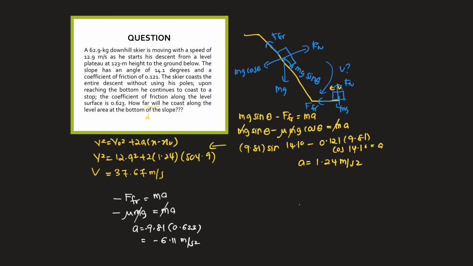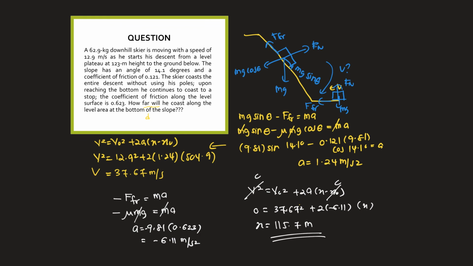Once you find the acceleration at the bottom, the next part is you are going to use the kinematics again to find the d. So I'm going to use the formula, which is the same as the earlier one: v square equals v naught square plus 2a(x minus x naught). This one is going to be 0 because it's going to stop, so final is going to be 0. So 0 equals 37.67 square plus 2 times negative 6.11 times x. So I'm going to find x, which is how far. So the answer is going to be 115.7 meter.